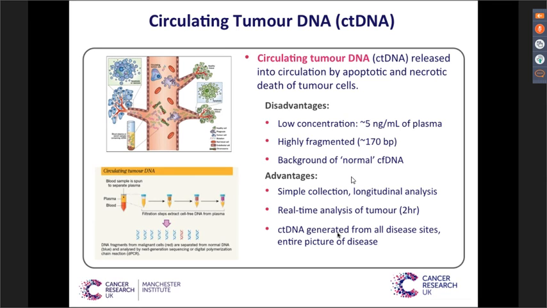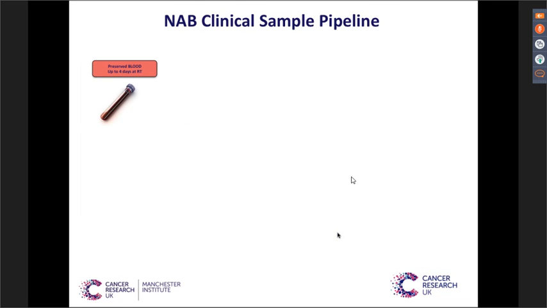The half-life of circulating tumor DNA is thought to be about 2 hours, so it really is reflecting what's happening with the patient. And the other advantage is that circulating tumor DNA is thought to be released from all disease types, so if you've got numerous lesions within the patient, looking at the circulating tumor DNA will give you a global picture rather than restricting you to just one of the lesions.